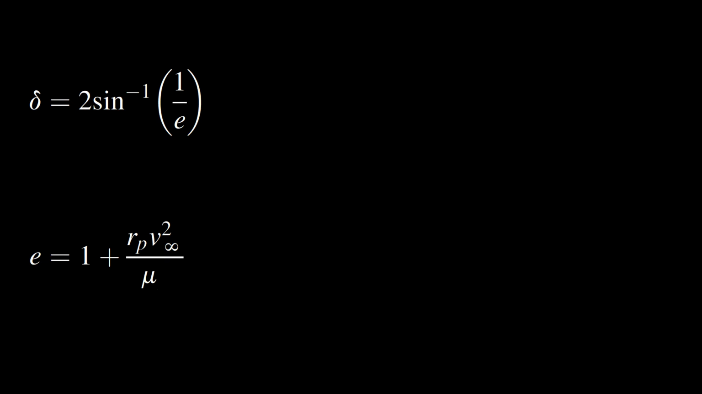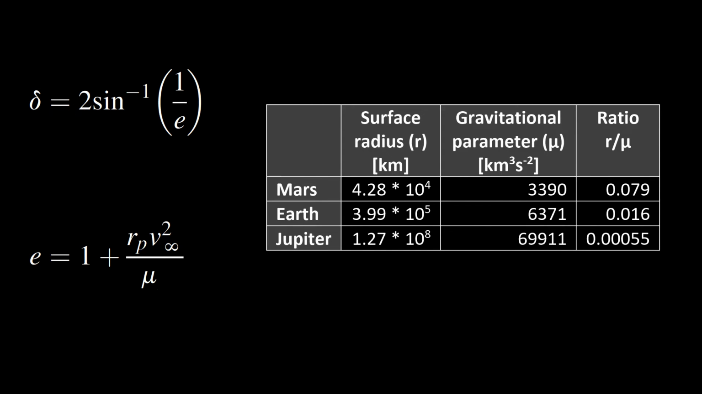Now, let's throw some numbers in. The results are exactly what we would expect given the previous images we saw. Even though Mars has the smallest radius, its mass is so tiny that it still has quite a large R to mu ratio. And even though Jupiter's radius is large, its mass is just enormous, which gives it the lowest R to mu ratio by far, making it the best planet for a strong gravity assist.